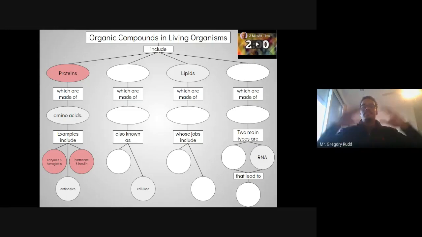So of course there are hundreds of thousands of different types of proteins. There are proteins all over the place. But in this class, we really don't talk specifically about any besides these 5. So make sure you have those examples written down.